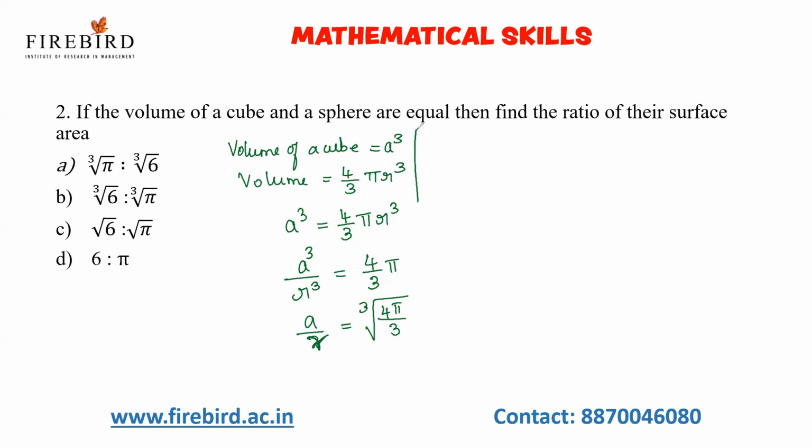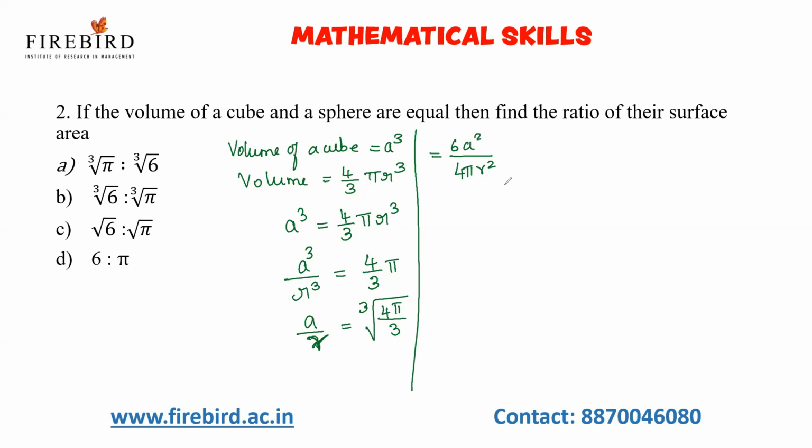In the next step, they are asking what is the ratio of their surface area. See, the surface area of a cube is 6a square. And the surface area of a sphere is 4 pi r square.